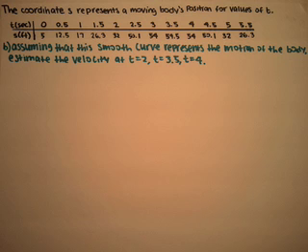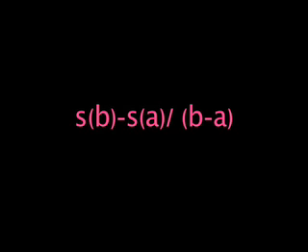In order to do this, you must look at the two values surrounding the value in question. For example, at t equal to 2 seconds, you would use 1.5 and 2.5 from the chart above. In order to do this, you use the equation s of b minus s of a over b minus a, with b being the larger value. Next, you simply plug in the values into the equation.